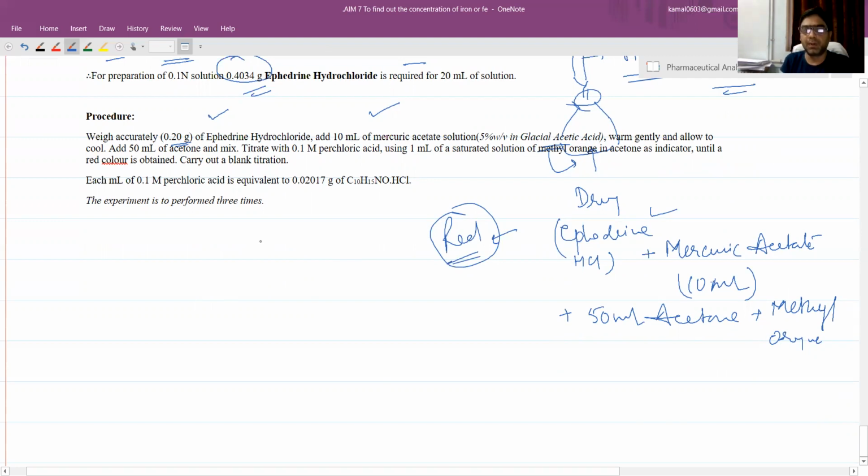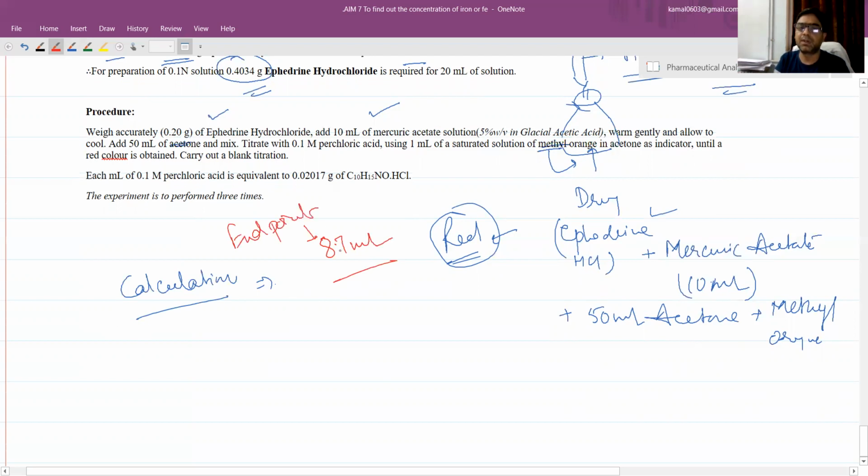Now afterward, what will we do in the calculation? I will explain the calculation part now. For the calculation, you have got one endpoint. Suppose the reading which has come out is approximately 8.7 ml. Whatever endpoint comes, you will put that reading. So we are supposing we are getting the endpoint at 8.7 ml.